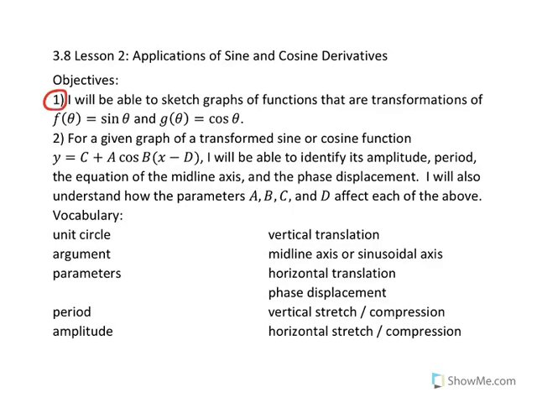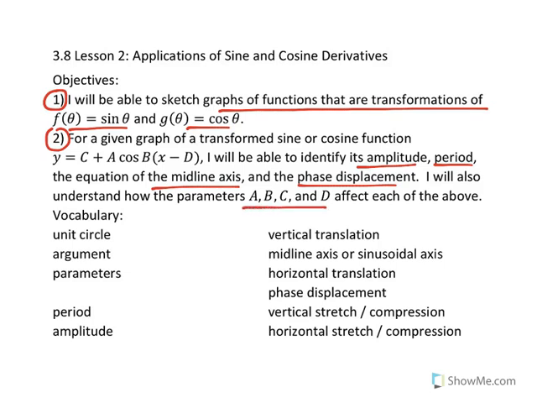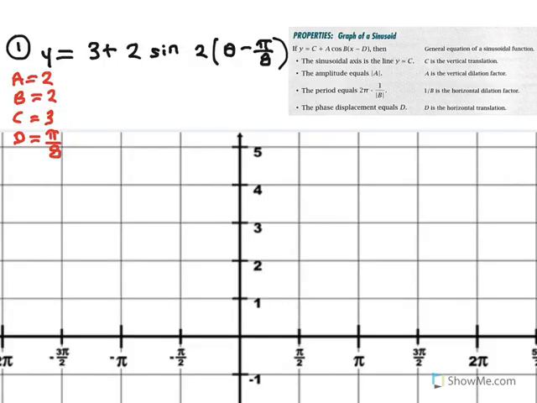So today we looked at sketching graphs of functions that are transformations of either the parent sine or the cosine function. And after you sketch the graph, for a given graph of a transformed sine or cosine function, we identified the amplitude, the period, the equation of the midline axis, and the phase displacement. And we related those to the parameters a, b, c, and d.